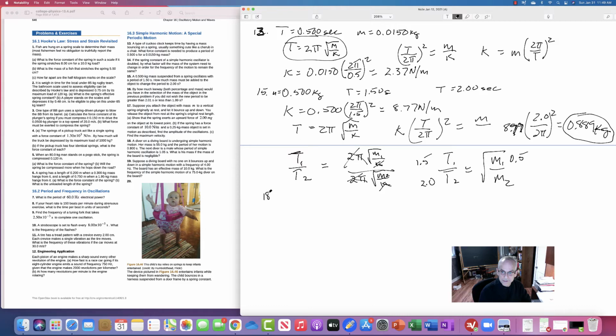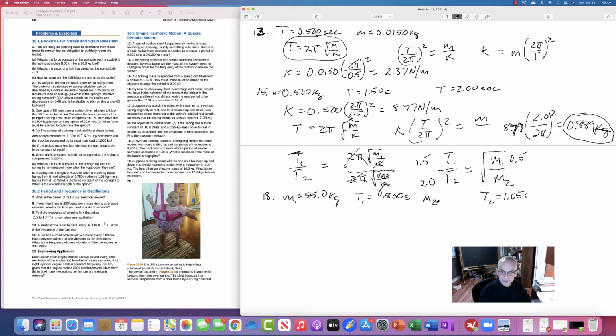All right, number 18. Number 18 says, a diver on a diving board is undergoing simple harmonic motion. Her mass is 55.0 kilograms, and the period of motion is T equals 0.800 seconds. I'm going to put ones in here because I think I'm going to need them. The next diver, who is a male, oscillates at 1.05 seconds.